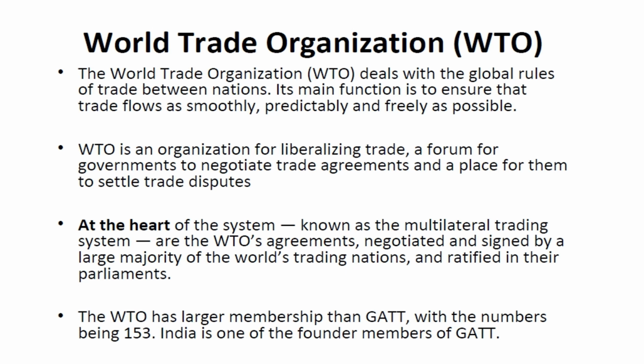So the WTO deals with rules of trade between nations. Its main function is to ensure that trade flows as smoothly, predictably, and freely as possible. The WTO is an organization that aims to liberalize trade, a forum for governments to negotiate trade agreements, and a place for them to settle trade disputes. At the core of the system, known as the multilateral trading system, are the WTO's agreements, negotiated and signed by a large majority of the nations and their parliaments.